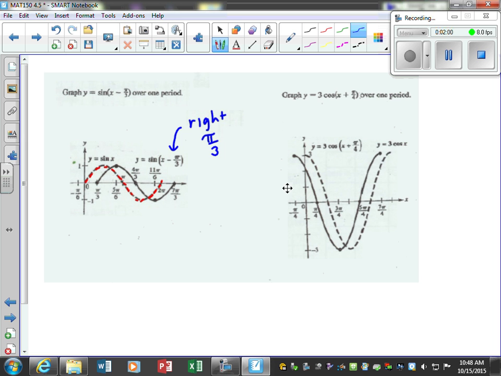Okay, what about this one over here? If we look at our parent graph, remember the dashed one is the parent graph of cosine, and I try to figure out what's going on here by looking at this equation, what would you suggest? We shift to the left pi fourths. Okay, so we even have a good idea of what's going on just by our knowledge of transformations.